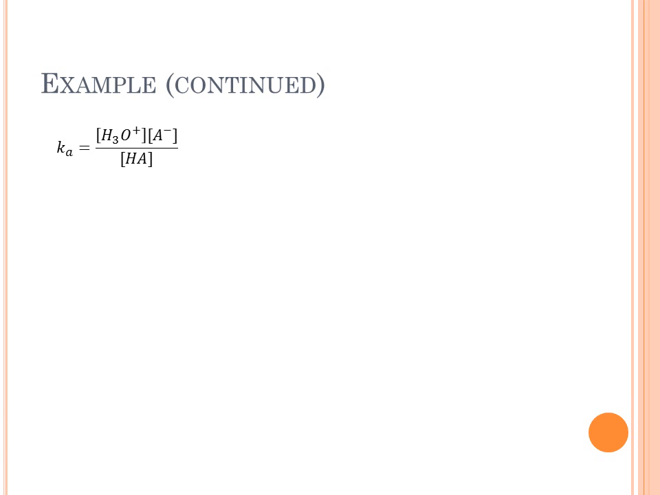So if we write our Ka expression, H3O+ times A- divided by HA, and plug in the information from the table on the previous slide, we get 1.07 times 10 to the negative third molar times 1.07 times 10 to the negative third molar divided by 0.1 molar, and that's going to yield 1.02 times 10 to the negative fifth for a value for the Ka.